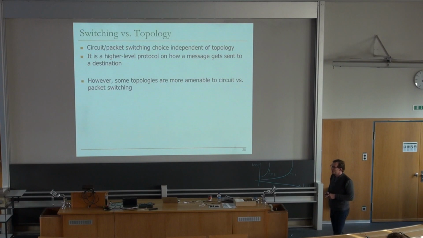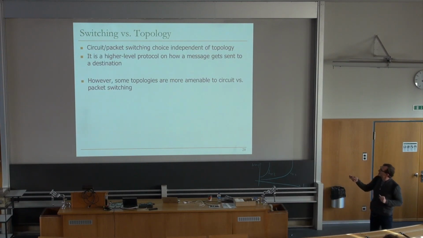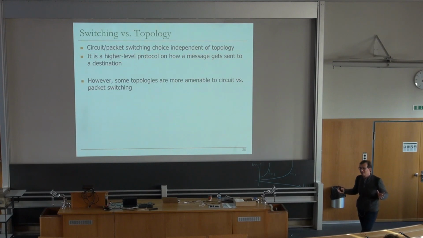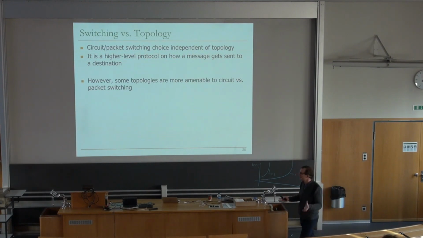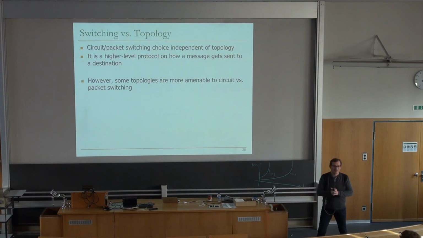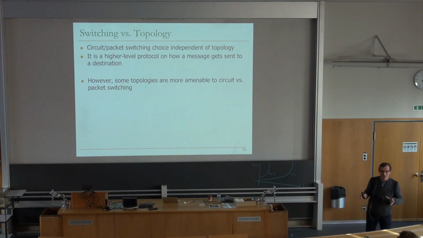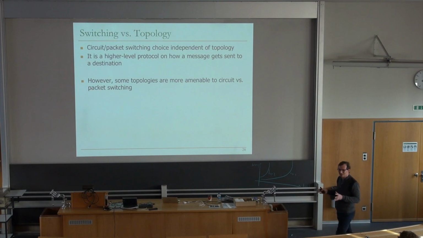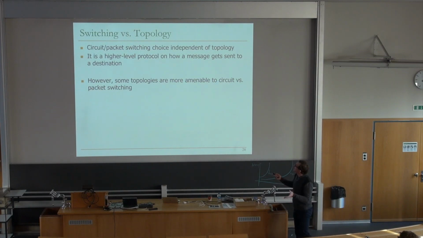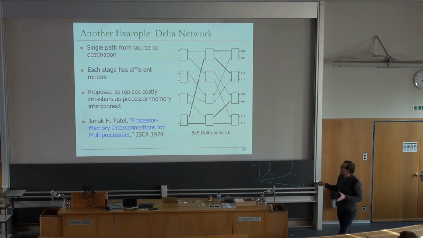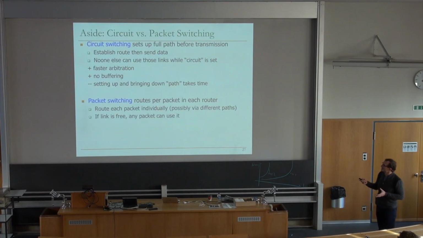Okay. So I've given you multiple things over here. Circuit and packet switching choice is actually independent of the topology, right? This is really a higher level protocol decision on how a message gets sent to a destination. I just want to discuss it over here because it's a nice place to discuss it in multi-stage networks. Some topologies are more amenable to circuit versus packet switching. So that's why I wanted to discuss it over here.